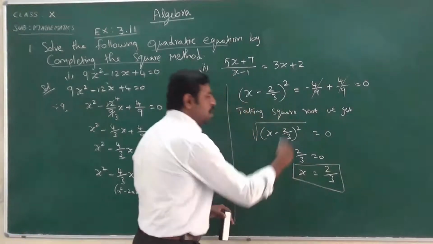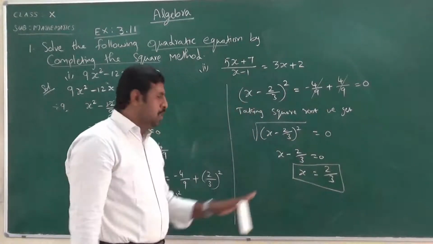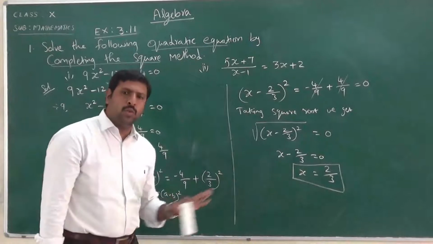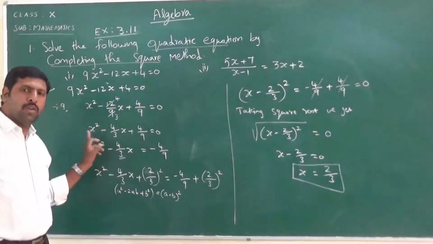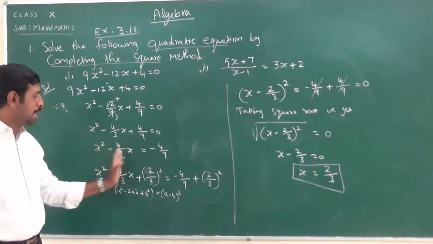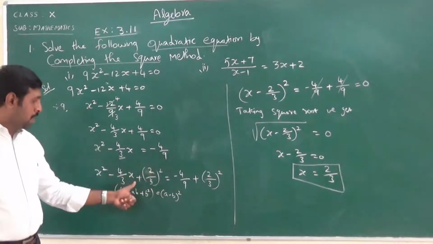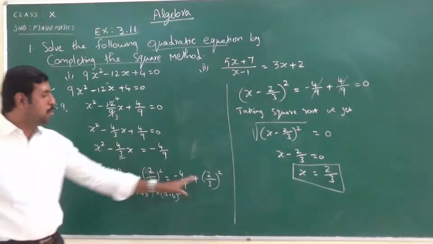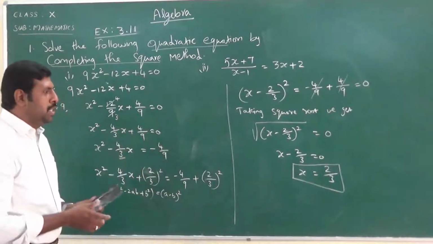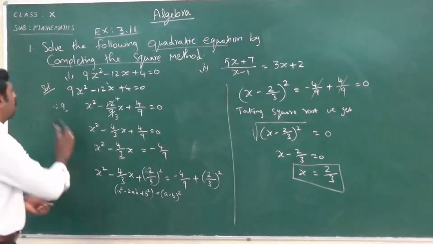I take this minus value to another side, we get 2 by 3. So x is equal to 2 by 3 by the completing square method. First step, the coefficient of x square must be 1. Second, take the constant term to the other side. Third, half of the coefficient of x should be squared and added on both sides. This is the format, right? Next, we see the second Roman number.